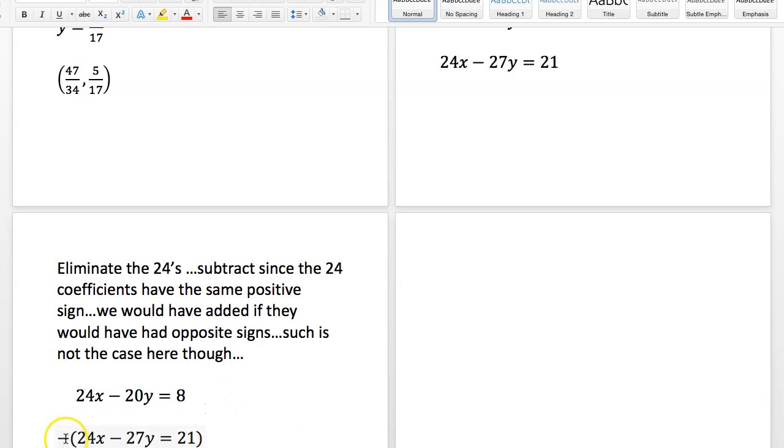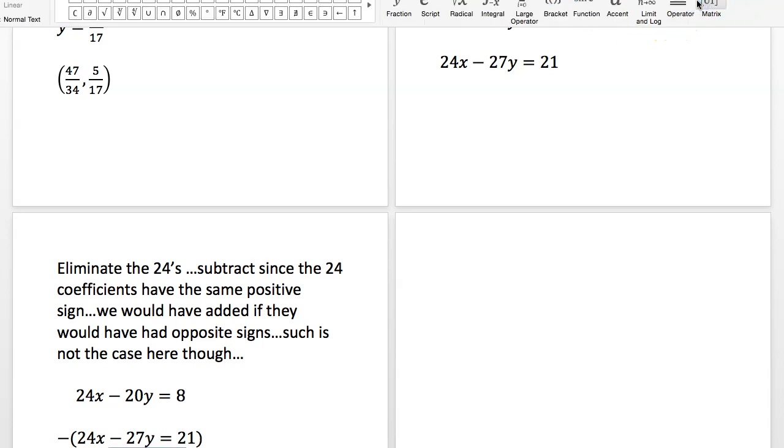Now, guys, be careful. If you have a minus and a minus that was already in here, it becomes a plus, a positive. So really, you've got negative 20 plus 27, that's actually positive 7y. You could think of that as 27y minus 20y. So that's 7y equals. Now we've got positive 8 minus 21. Now that is negative 13.